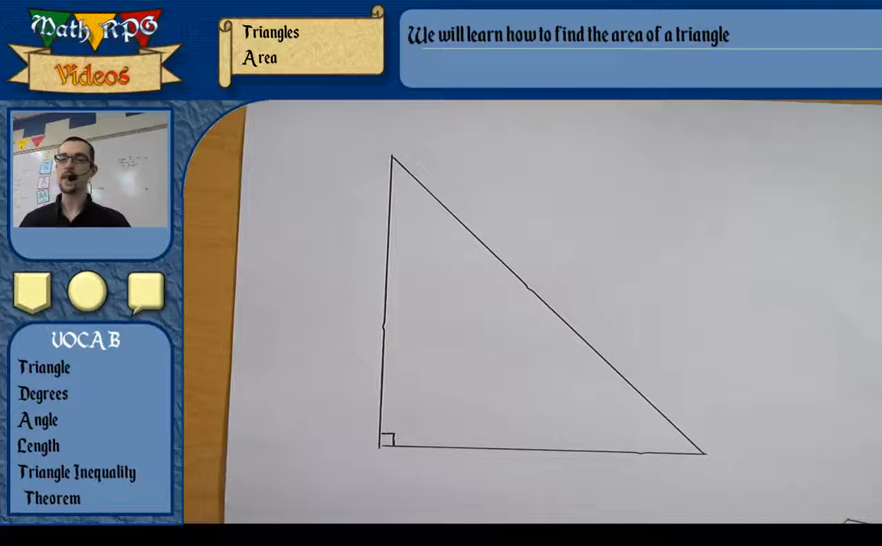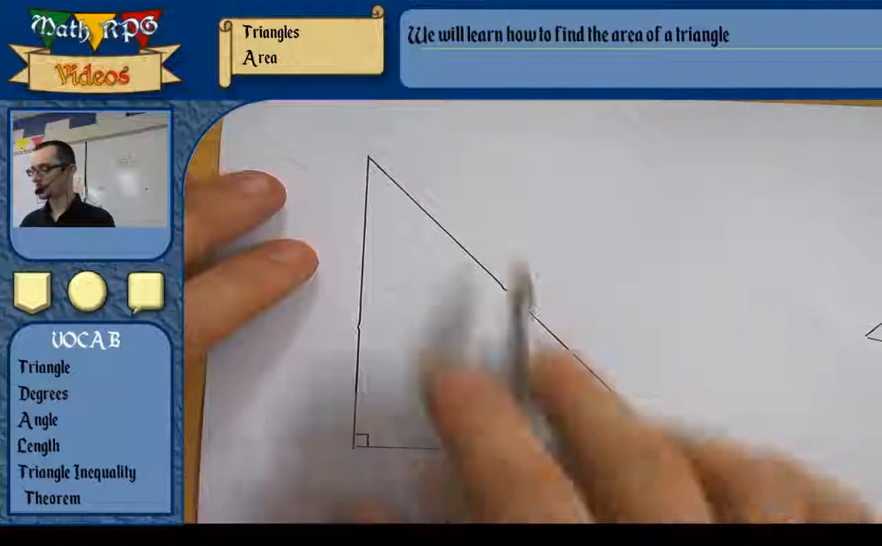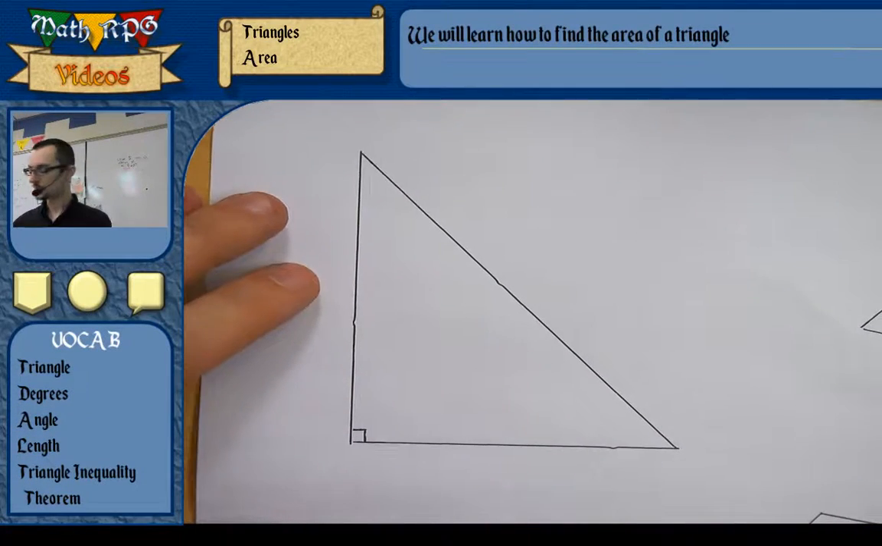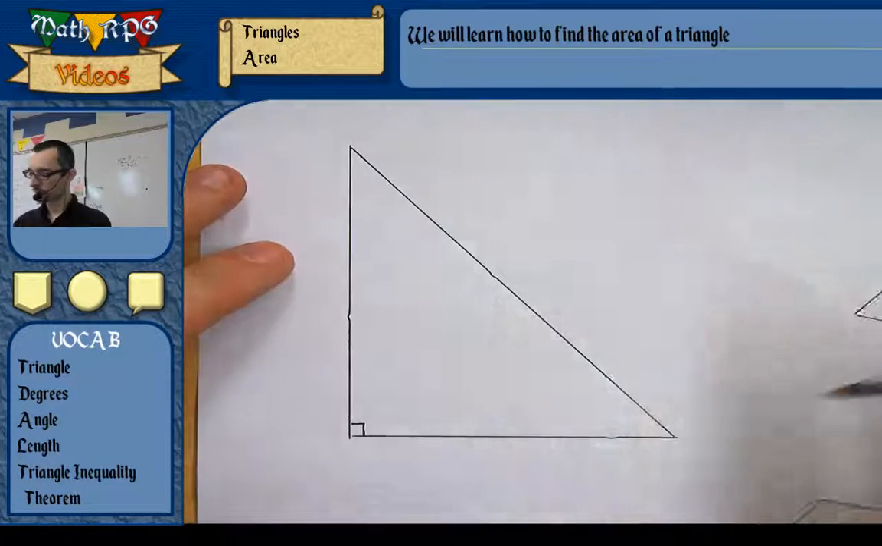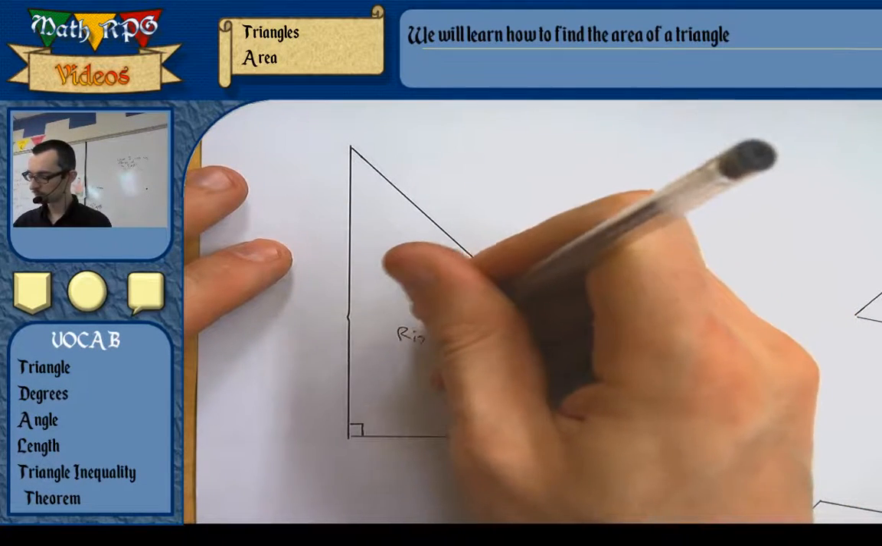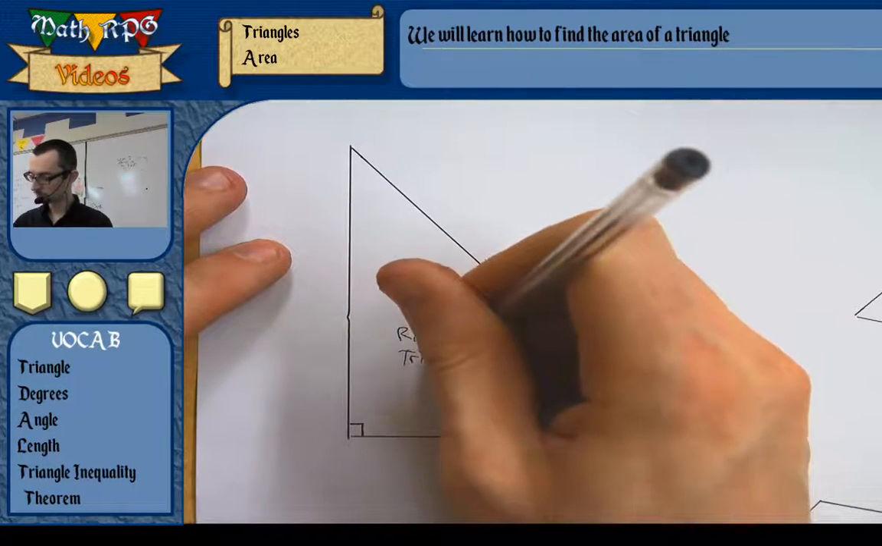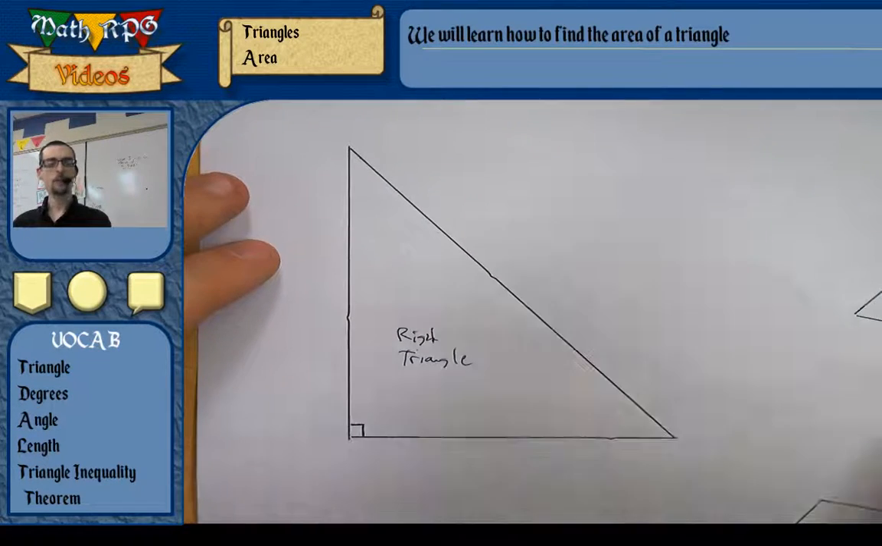All right, let's talk about how to find the area of a triangle. So we talked about how the sides relate and how the angles relate. I'm going to start off with this nice and neat 90-degree right triangle. Okay. Remember what area means.